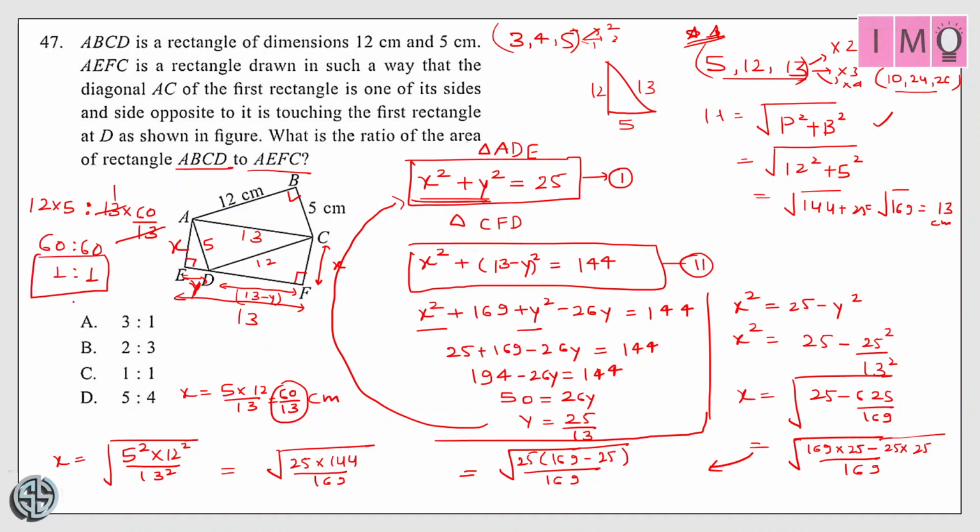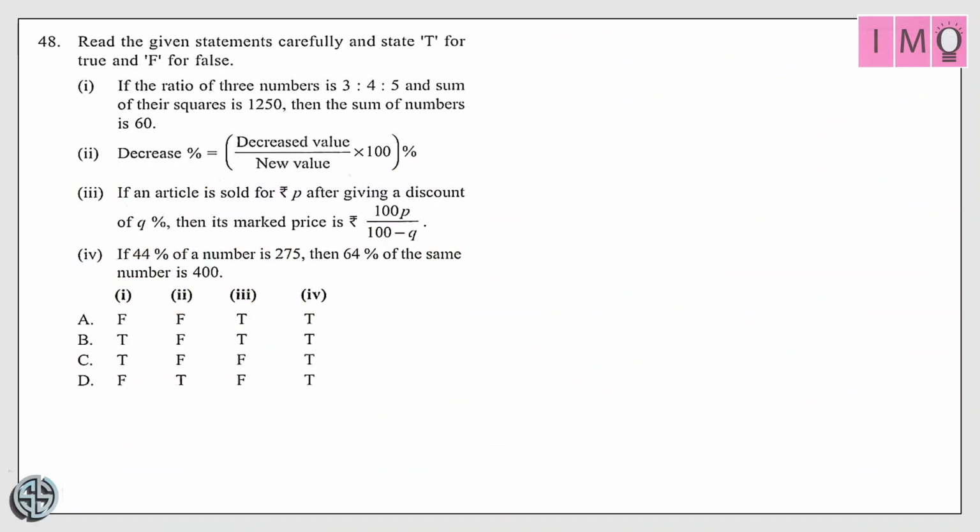Okay, that is a good question. There is more calculation here, so you have to solve it fully. But if you just apply the first method that I have told, that if you just rotate the rectangle ABCD, it will surely overlap, and from there you can directly tell the answer will be 1:1.